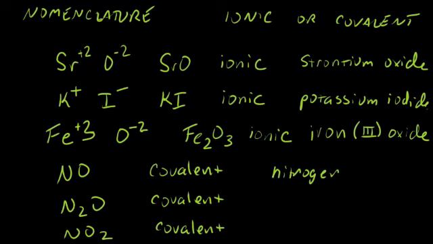Remember, mono for 1, di for 2, tri for 3, tetra for 4, penta for 5, hexa for 6. We see there's only one nitrogen in NO, so we do not need a prefix at all for it. And the second element, oxygen, always gets a prefix. Chop off the ending, add IDE, monoxide. N2O, there are two N's here. Di for 2, nitrogen. And again, there's only one oxygen, so monoxide.